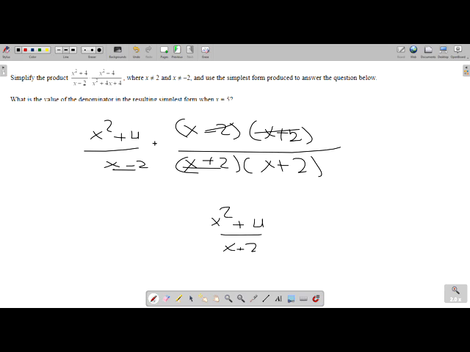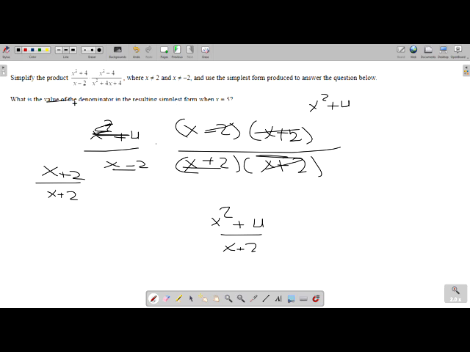One second. Okay, guys, for here, they're asking for the denominator. If you can cancel x plus 2 with this, I think you can, but this is going to be x plus 2. It won't fully cancel because it's x squared plus 4. So it's going to be x plus 2 over x plus 2.